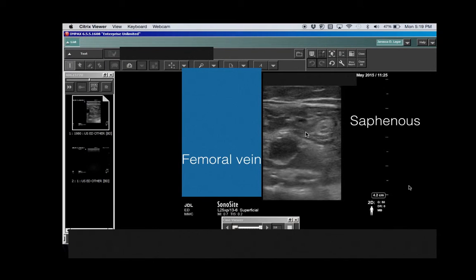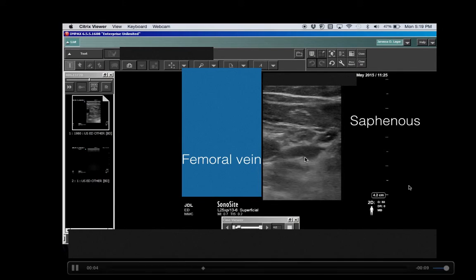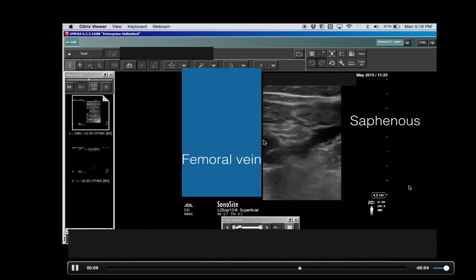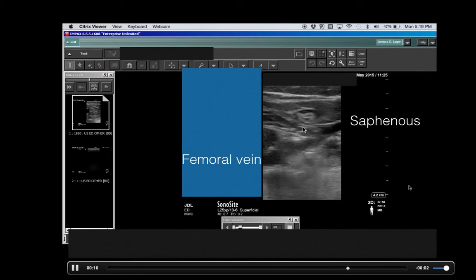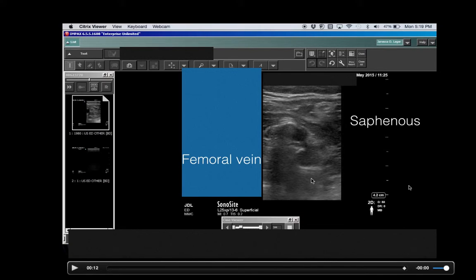So this is an example starting in the groin, looking and seeing the femoral vein here with the greater saphenous coming off, and the femoral artery here. This is actually a lymph node up here. And you can see that compresses quite well. And you can imagine how this looks a little bit like Mickey Mouse ears.